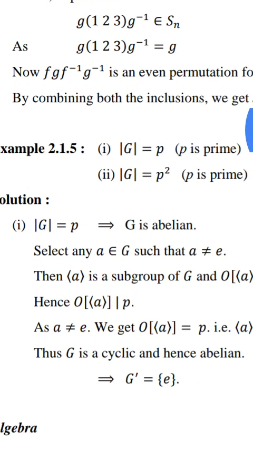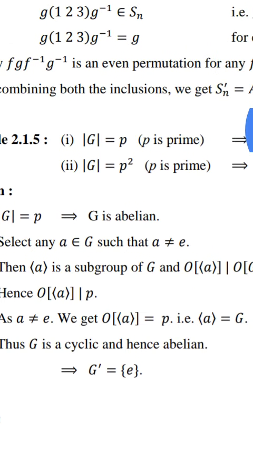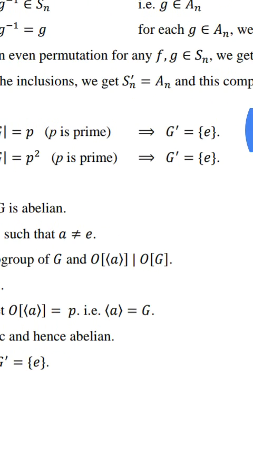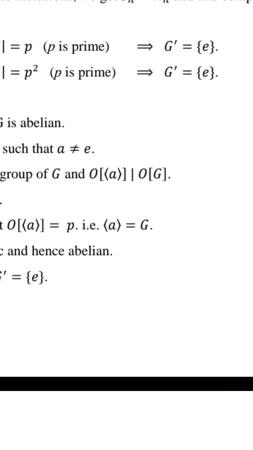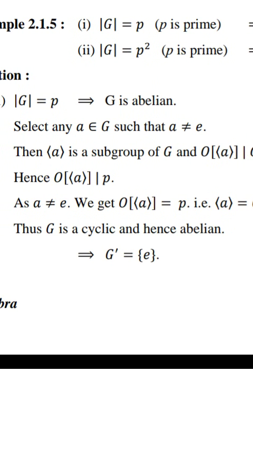Next problem. Let the order of G be equal to p, prime. Then the derived subgroup G' is equal to the singleton {e}. Similarly, if the order of G is equal to p square, p is prime, then G' is equal to the singleton {e}.